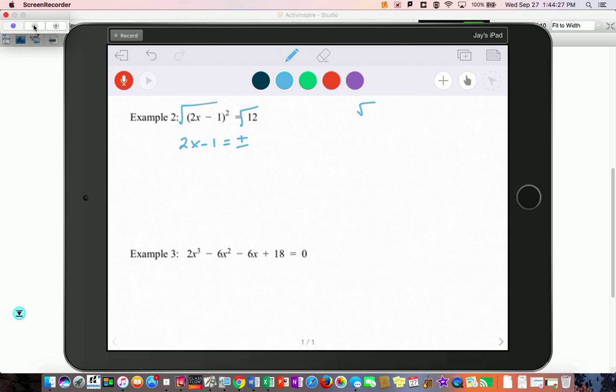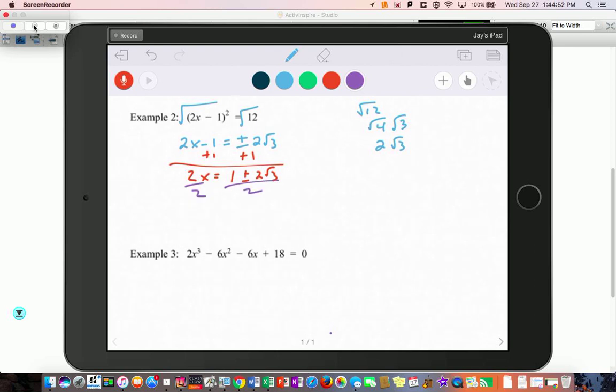Now, the square root of 12 can be broken down into the square root of 4 times the square root of 3, and the square root of 4 is 2. So it's really plus or minus 2 root 3 here. Then I would add 1. And then I can divide everything by 2.